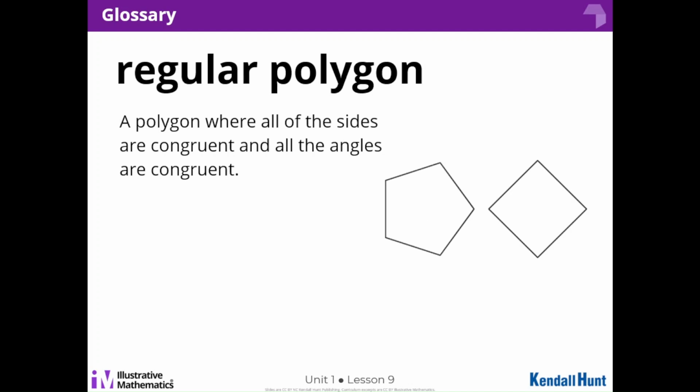Next, we've got regular polygon. The key here is that word regular. Anytime we're referring to a regular polygon, it means every side is congruent, which means the same length, and every angle is also congruent, which means it is the same angle.